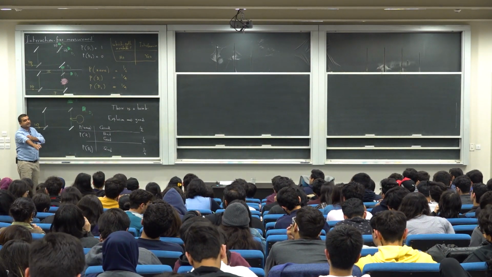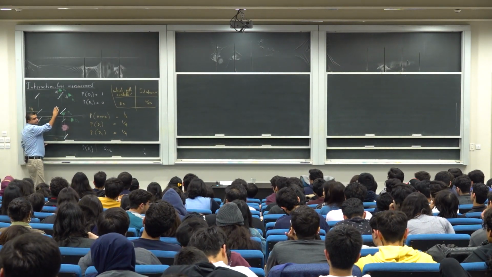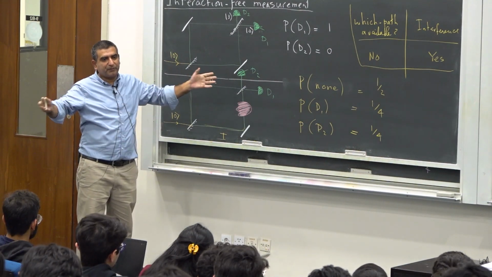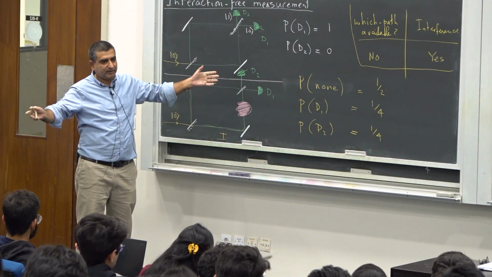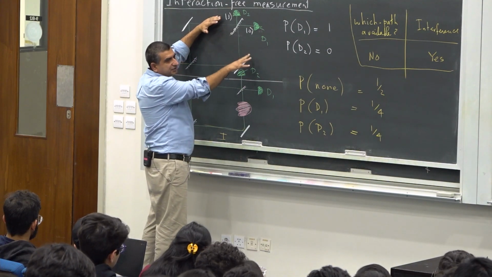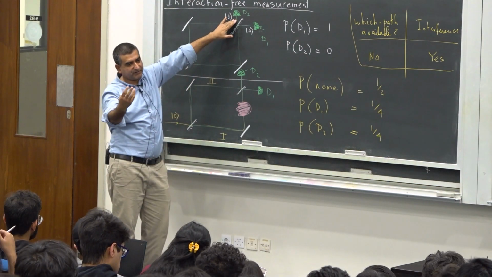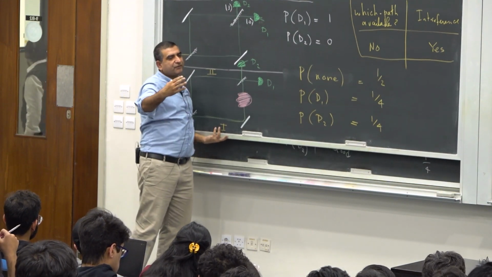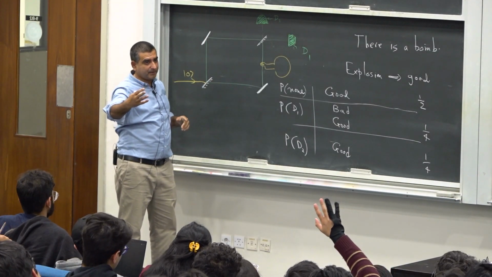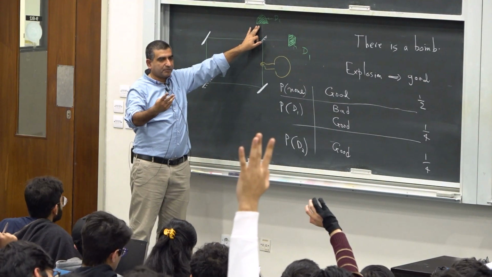All right, so this is the counterfactual part of this experiment. D2 was not clicking in this scenario. Why was it not clicking? It was not clicking because we did not know which path the photon has taken. There was some wave, some superposition that existed here, and the superposition was such that this gave us destructive interference here. Now that condition for destructive interference has gone away. That means that this detector is now clicking with a finite probability.